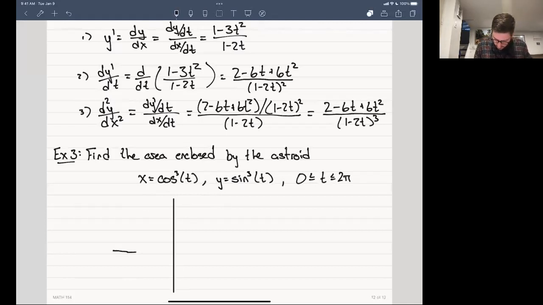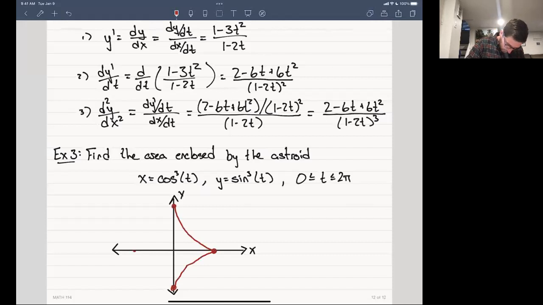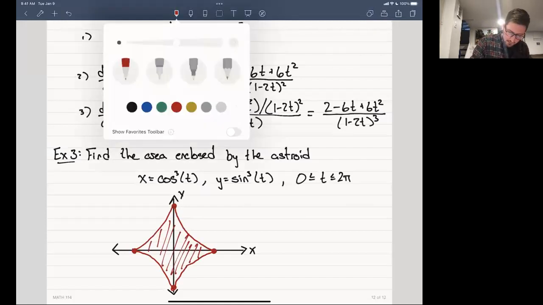So let's do your XY planes. X, Y. And basically what it is, it looks like a deflated ball a little bit. So it kind of looks like this. So it has these extrema, and then like this, and then like this. So we call this thing an asteroid. Here is the area that we are interested in inside of this thing.